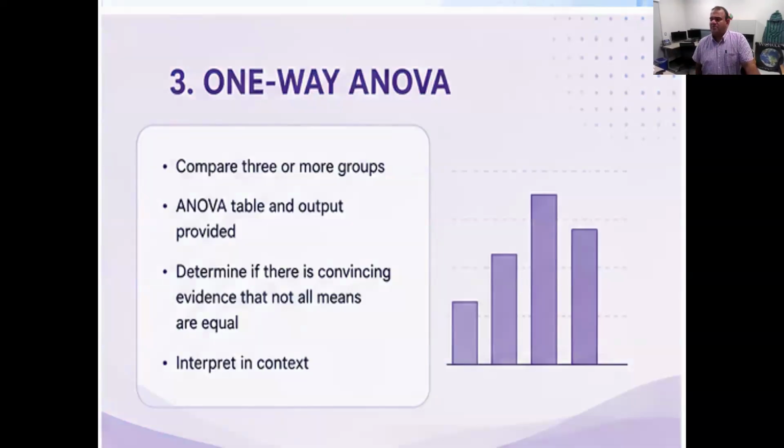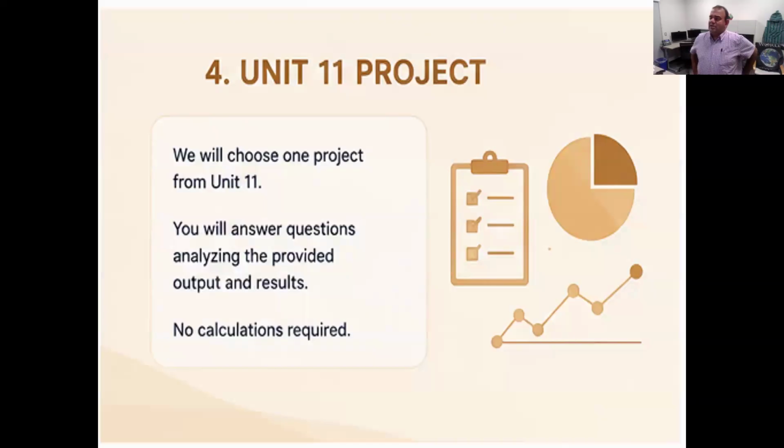For the one-way ANOVA, we're going to compare 3 or more groups. I will provide you with the ANOVA table and output, and then you determine if there's convincing evidence that not all the means are equal, and based on the box plots provided, which one is statistically significantly different from the other ones. The last question has to do with the chi-square test. I will choose one of the projects, as I said, from the Unit 11 project, and you will answer a question analyzing the provided output and results.